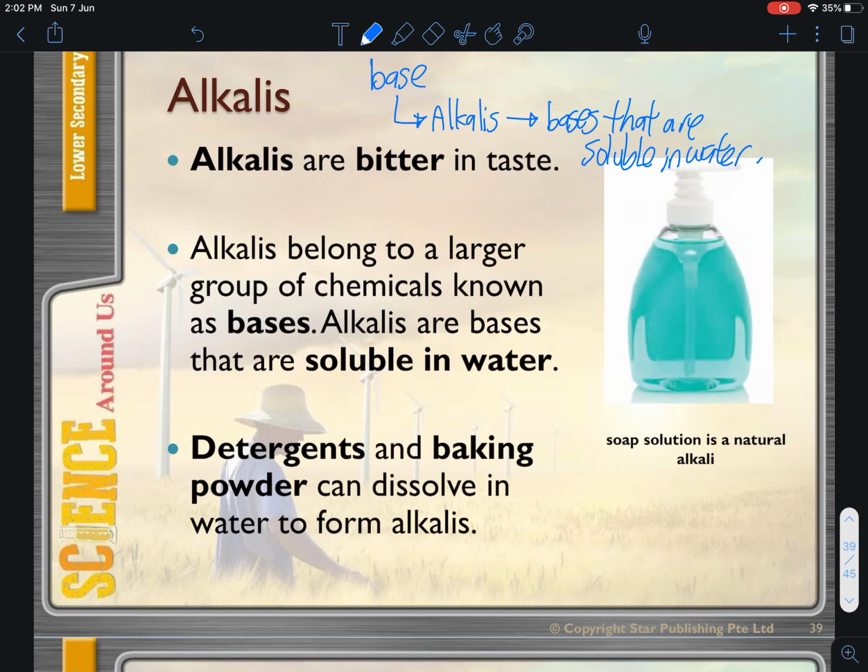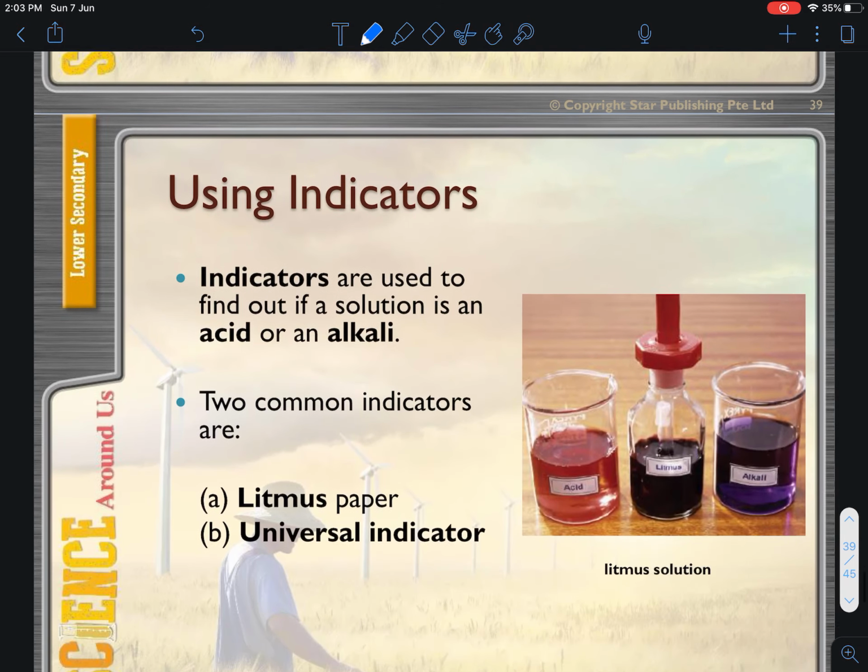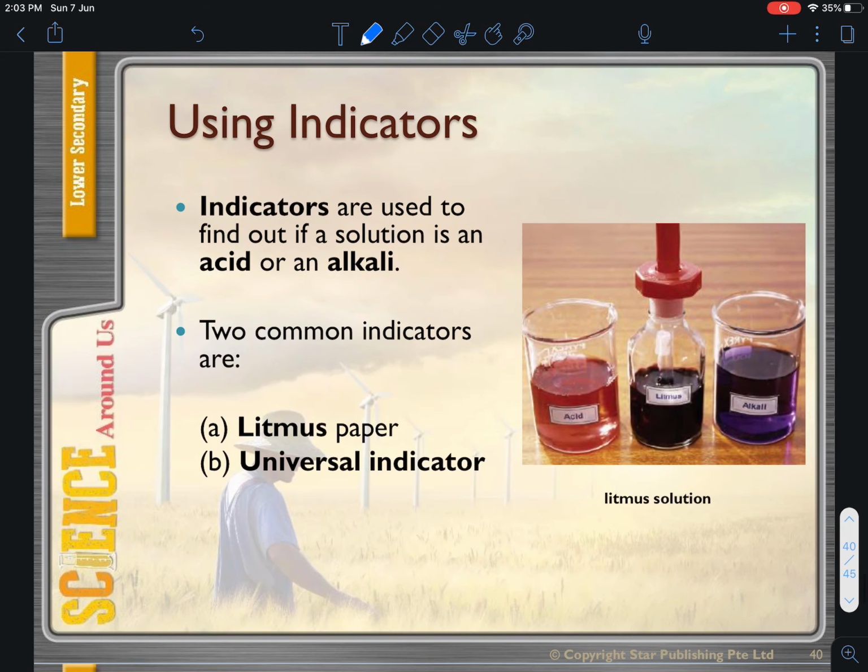And where can you find alkalis? You can find them mainly in detergents and baking powder. Because some of the solutions are colorless, or green, or in a wide range of colors, it's very hard to tell whether it is an acid or alkali before tasting it. Of course there are some chemicals that are quite poisonous, so you don't go and taste to say this is sour and this is an acid.